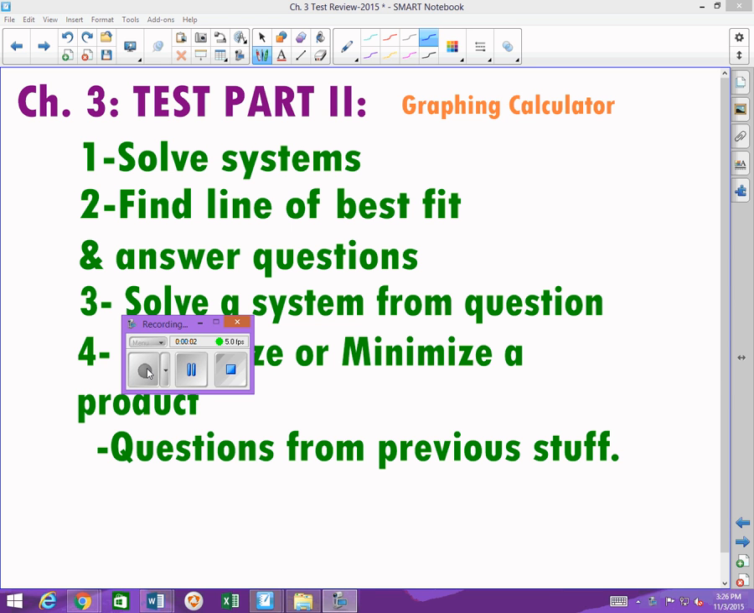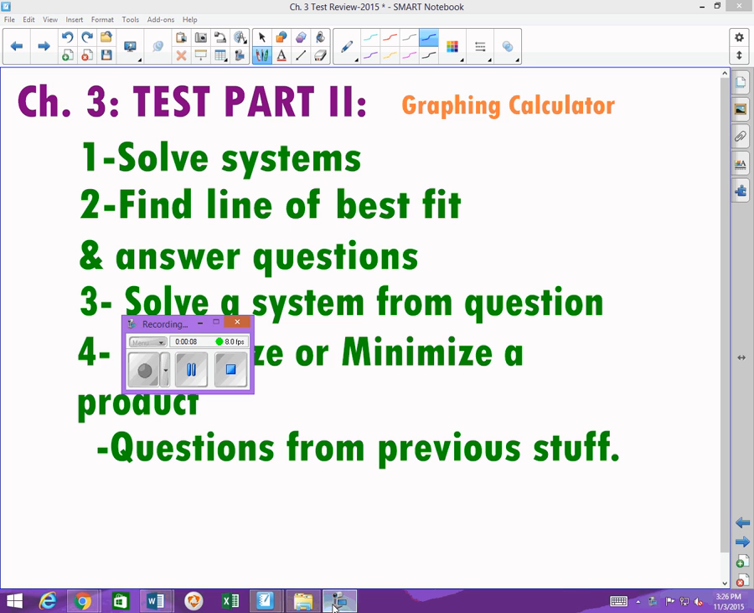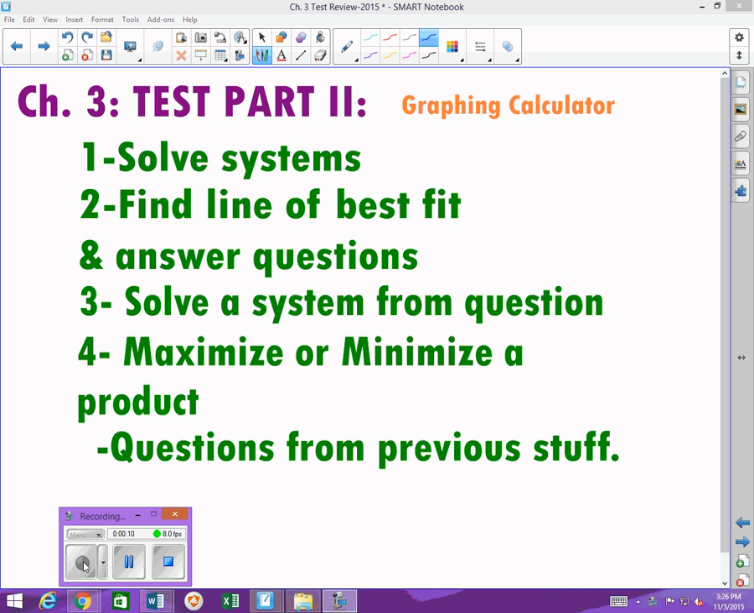On the graphing calculator part of the test, these are the things you're going to end up having to do. You'll solve a system of equations. You need to find the line of best fit and answer some questions about that line. Solve a system of equations from a question, maximize or minimize a product, and then questions from previous stuff.